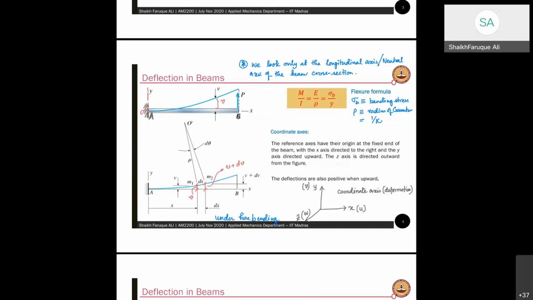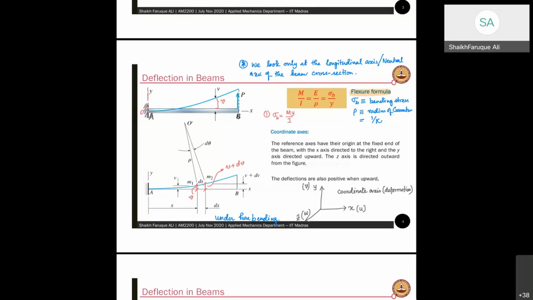We know there is a flexure formula. Our starting point is always the flexure formula, and the flexure formula is given here. As you can see, the flexure formula is M by I is equal to E by rho is equal to sigma B by Y. I hope you remember this formula. It comes from two formulas. One of them is sigma B, that means bending stress, is My by I. So you can see this relationship, this and this.